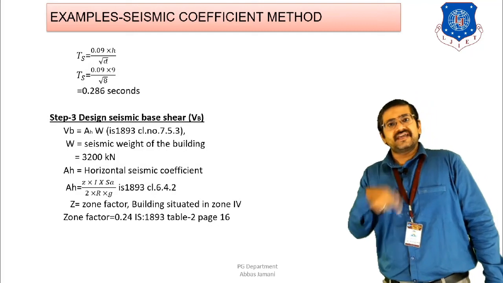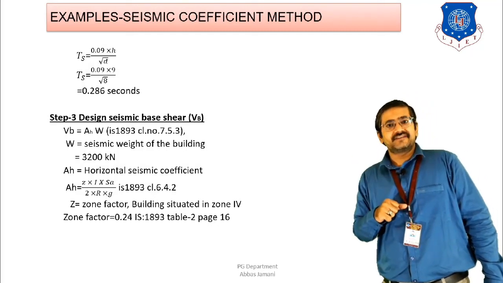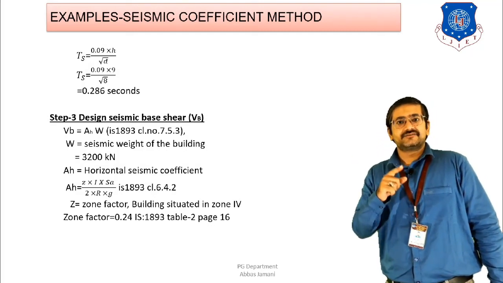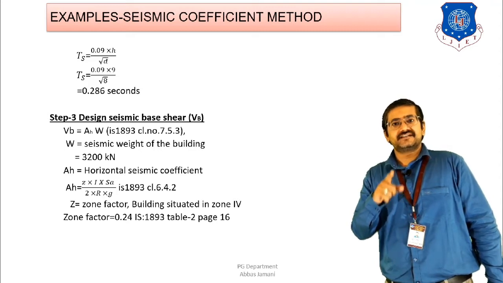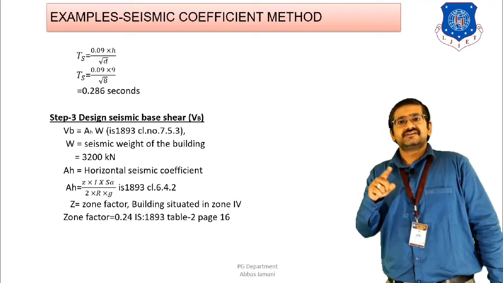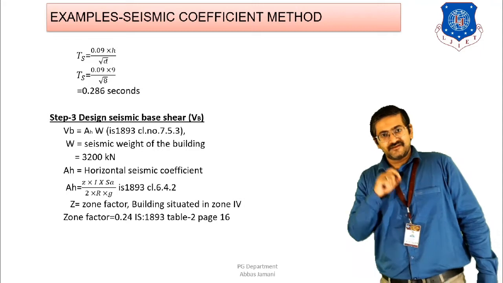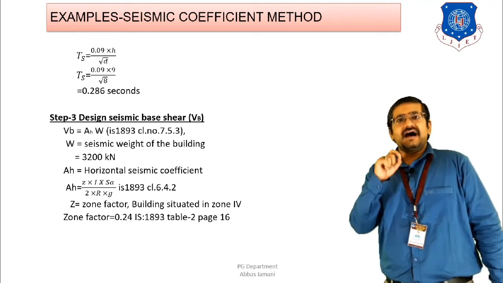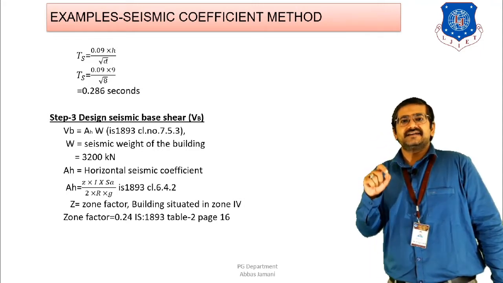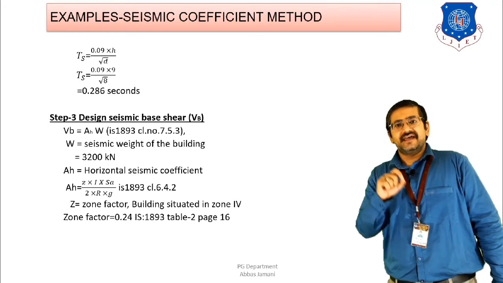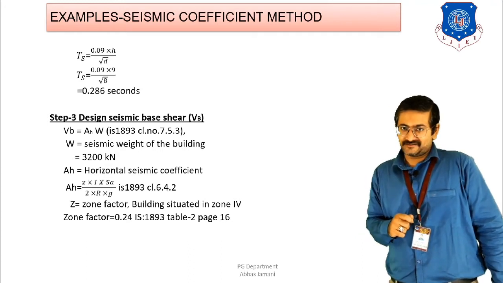So now again we go back to the clauses of IS 1893:2016. We know that for the horizontal acceleration coefficient, the value is given as AH = Z I Sa/g / 2R, where Z is the zone factor, I is the importance factor, Sa/g is the response coefficient, and R is the response reduction factor, right?